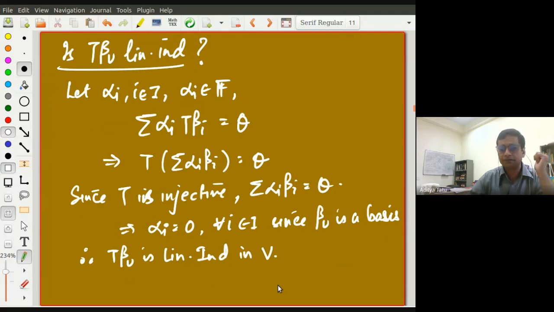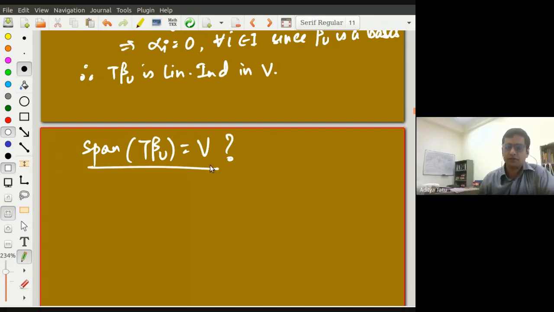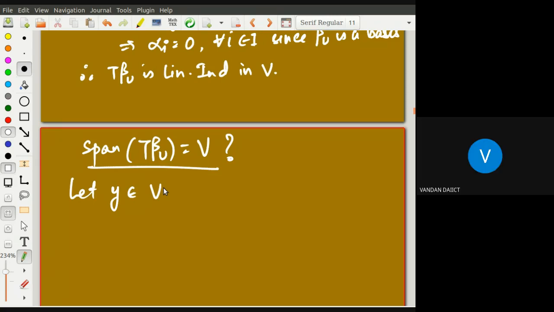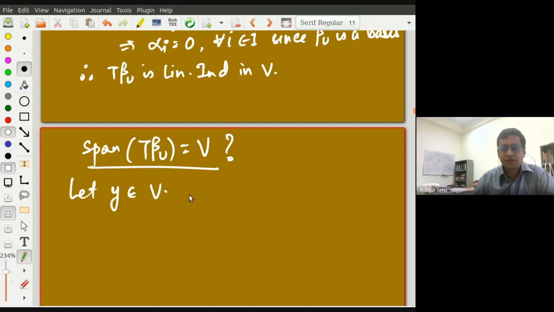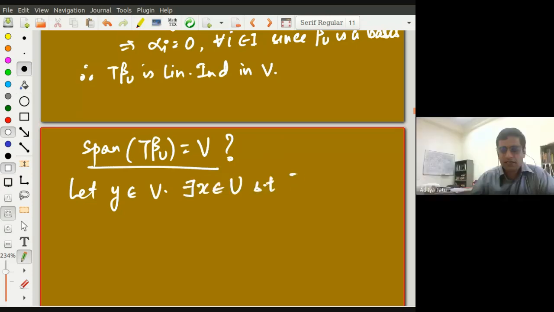Does it span V? Yes, because the function T is one-one and onto. How do we show that? So let's say there is some vector y in V. I want to be able to show that y can be written as a linear combination of elements from T beta u, right? So if y is a vector in V and we know that T is invertible, there exists x belonging to U such that Tx is equal to y.